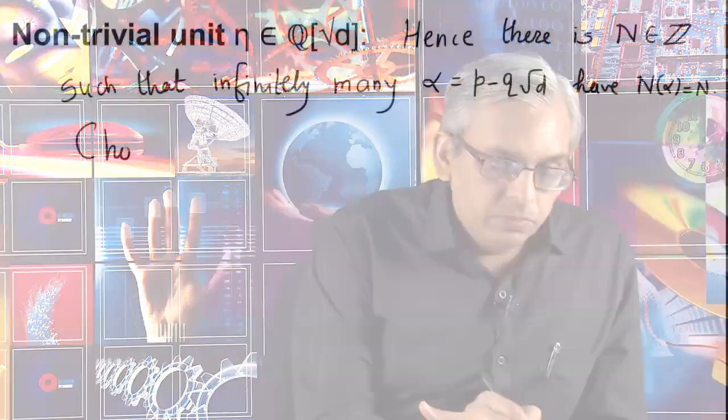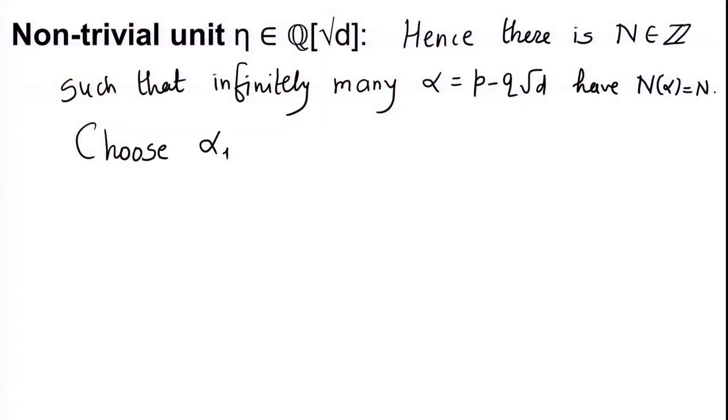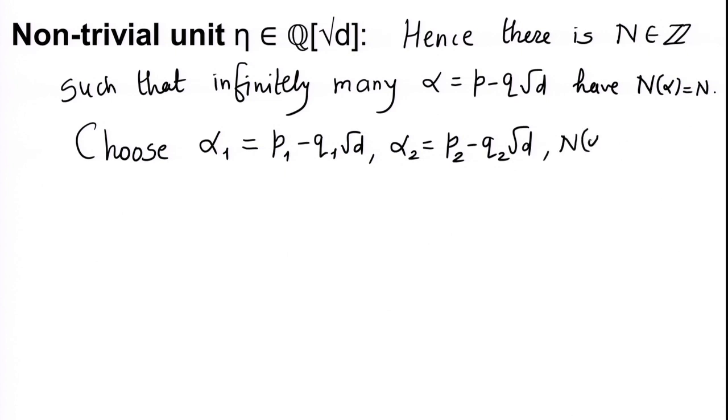So, there has to be one possibility among those finitely many which is achieved by infinitely many alphas. Therefore, you have infinitely many alpha achieving this possibility. Further, we can do the following. Let me write this statement. So, choose alpha 1 to be p1 minus q1 root d, alpha 2 to be p2 minus q2 root d, norm alpha 1 equal to norm alpha 2 equal to N.